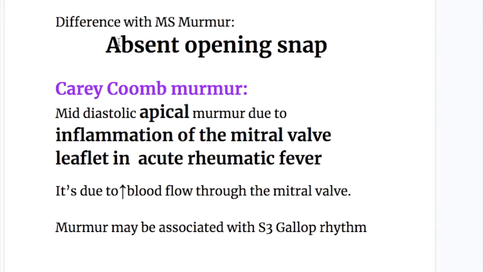So how do you differentiate this murmur, which is diastolic, from the murmur of mitral stenosis? There is absent opening snap and the first sound is not accentuated.